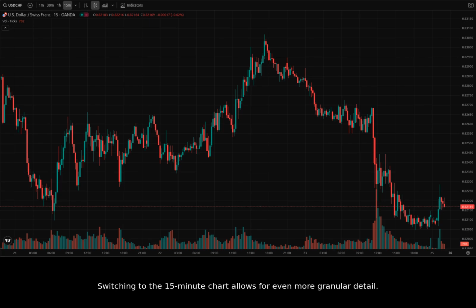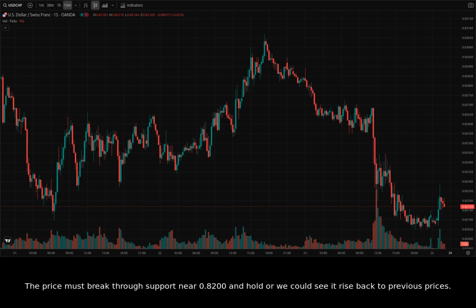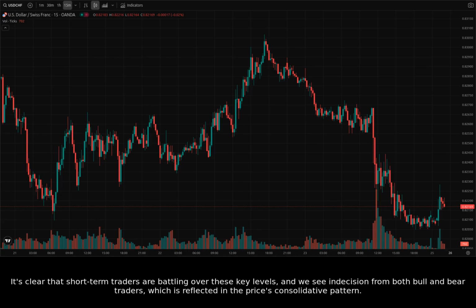Switching to the 15-minute chart allows for even more granular detail. We can see the choppy price action from the past several days as the price fluctuates and struggles to remain above or below a price of 0.82. The price must break through support near 0.8200 and hold, or we could see it rise back to previous prices. It's clear that short-term traders are battling over these key levels, and we see indecision from both bull and bear traders, which is reflected in the price's consolidative pattern.